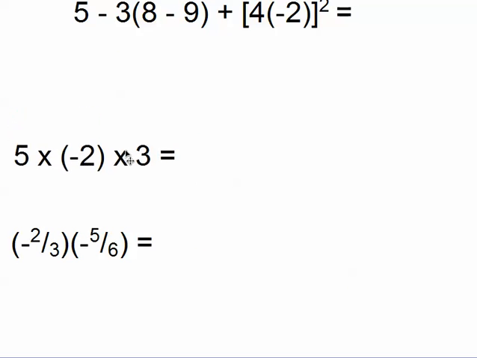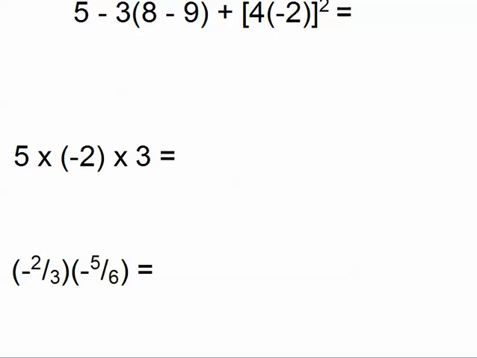When dealing with PEMDAS, I know that I have PEMDAS or GMA. I need to deal with my parentheses first. Therefore, I'm going to do this first. 8 minus 9 is negative 1. And I can come over to this grouping as well. 4 times negative 2 is negative 8. Now, I want to rewrite the entire problem. And now I'm dealing with just the problem in blue.